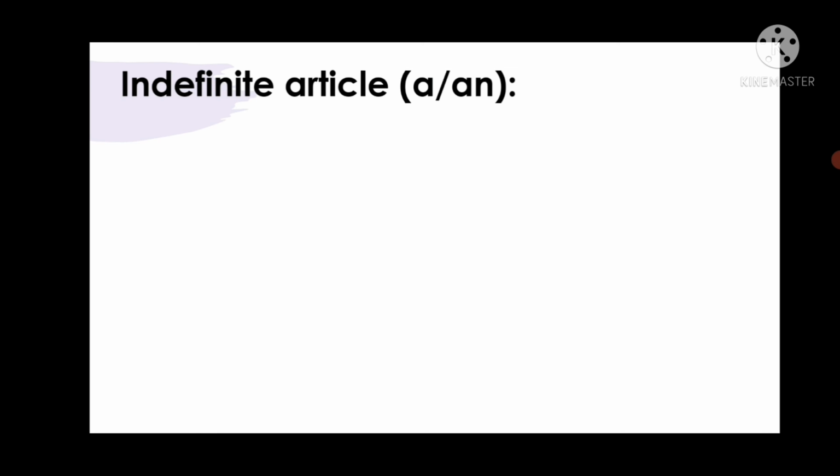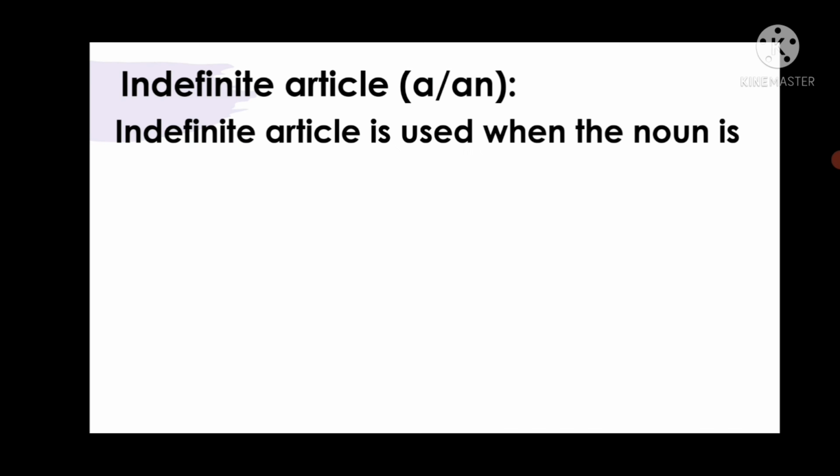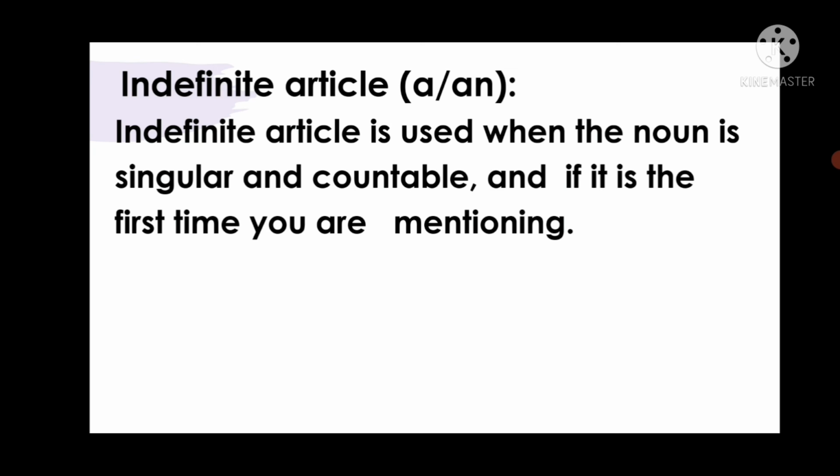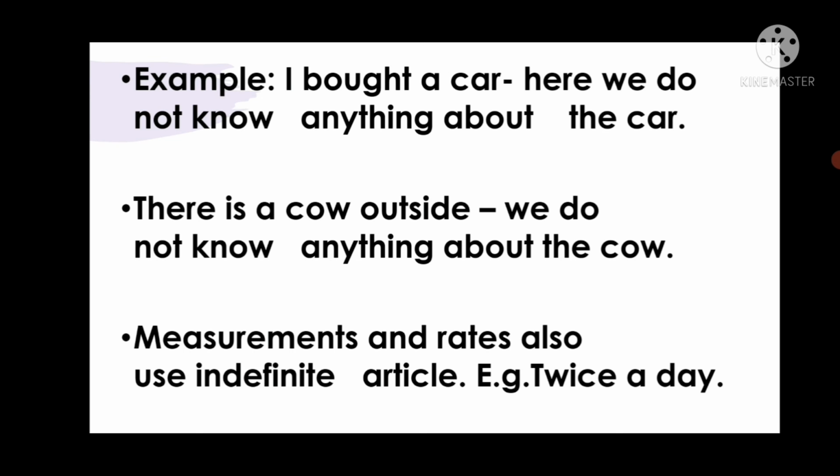Based on their usage, these articles come under two categories. Indefinite articles are comprised of "a" and "an". Let us understand how they are used. An indefinite article is used when the noun is singular and countable, and it is the first time you are mentioning it. Let us go through the examples. I bought a car. Like in the case of I bought a book, here we do not know anything about the car. It is being mentioned generally, for the first time, so the article "a" is used.